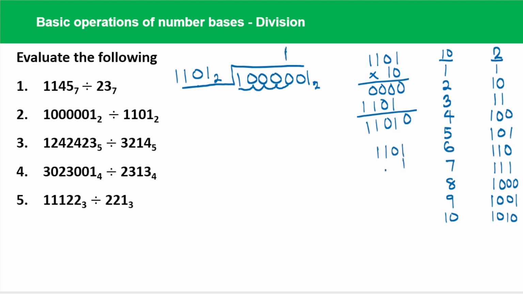1101 times 1. 1 times 1 is 1. 0, 1, 1. So let's do 1 times 1, 1, 0, 1. That will give us 1, 0, 1, 1. Now we subtract to get our remainder. So remember, we're subtracting in base 2. So we borrow 1 from this. The 1 automatically becomes 2.